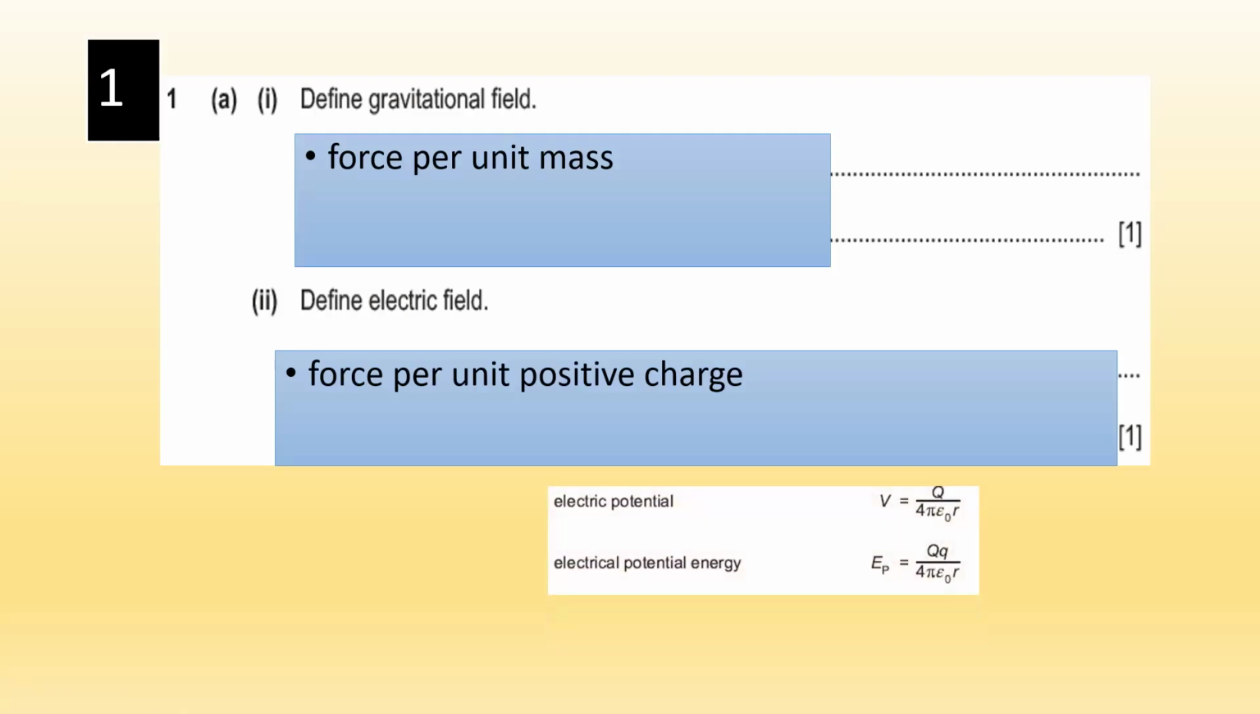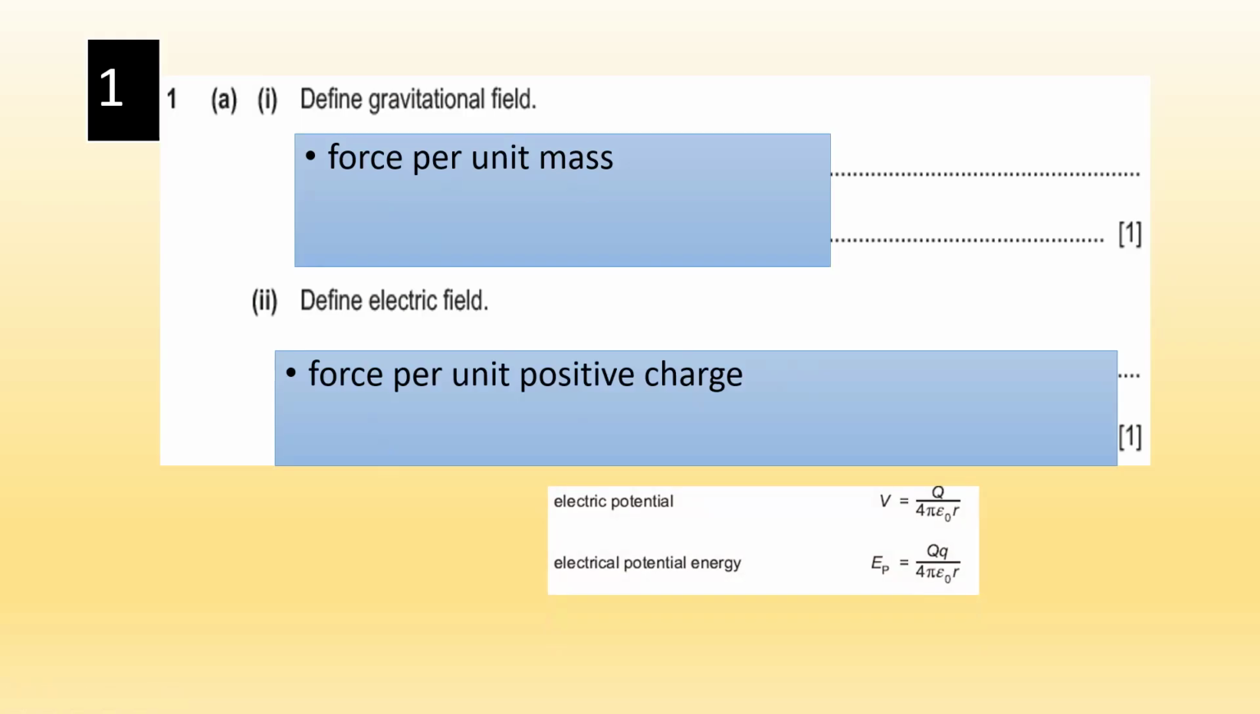And this, be aware of. Not the direction of force acting on a mass at the point. It should be force per unit positive charge. This one should be force per unit mass. You have to follow the syllabus.